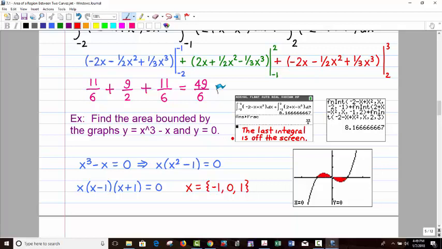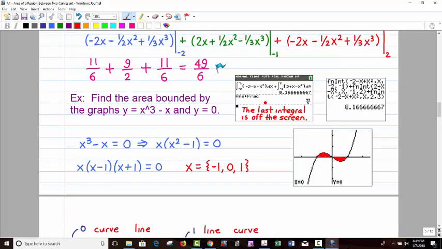All right, so I did all these. I wrote all these integrals in there and I added them separately. Did the fraction math, got 49/6. I didn't finish it over here, but there's a long way to do that. But the answer is 49/6.